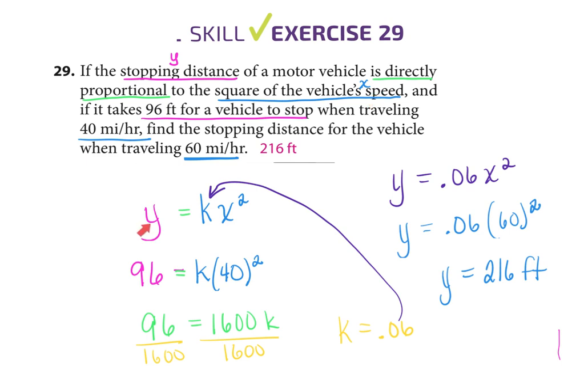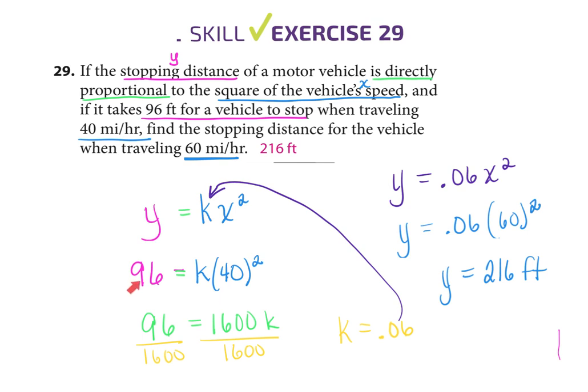So that's where I get y, that is my stopping distance, is directly proportional to the square of the vehicle speed. So x squared is what I'm squaring, and then I have some constant in front of it. You're always going to have a k in front of it, some constant that you're looking for. The next thing they're going to do is they're going to give you one scenario with both pieces, okay? So the next statement said it takes 96 feet for the vehicle to stop. They gave me the stopping distance, 96, right? When traveling 40 miles an hour, they gave me the vehicle speed, 40.